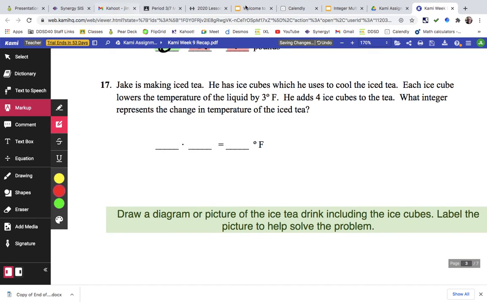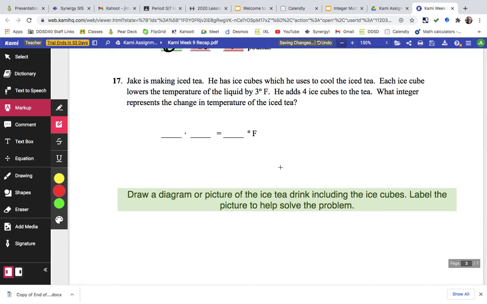And then we drew a picture on this one. So I'm going to solve this one, and then I'm also going to draw a picture. Jake is making iced tea. He has ice cubes, which he uses to cool the iced tea. Each ice cube lowers, I'm going to use my red for lowering, the liquid by 3 degrees. So that's going to be right here. He adds 4 ice cubes to the tea. So it's interesting that we use multiplication even though it says adds. We could do this.